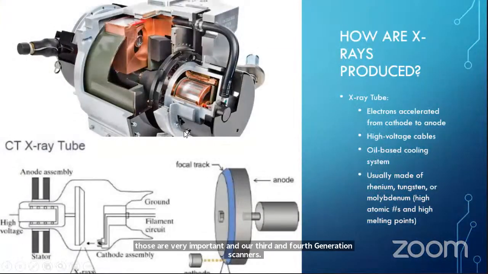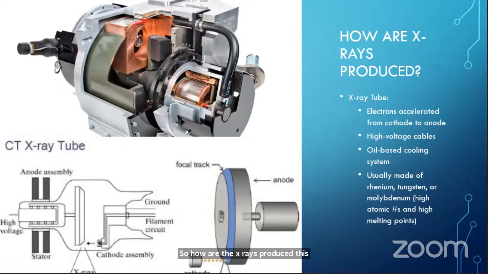So how are the X-rays produced? This is where it gets very complicated. So I'm going to try to break it down here. So what basically happens is the X-ray tube produces the X-rays, and it does this by accelerating electrons from the cathode, which you see right here, through electrical voltage, stopping them at a target, which is the anode.